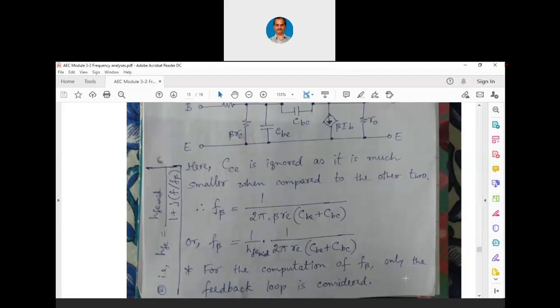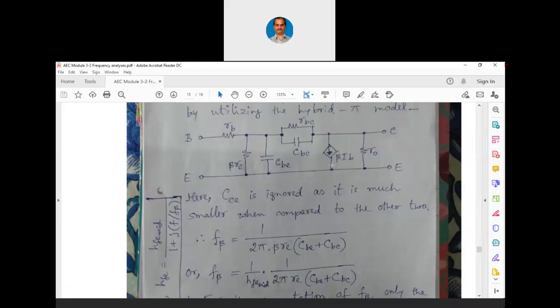For the computation of F beta, only the feedback loop is considered. See, this is the feedback loop. Let me annotate. This is going to be the feedback loop, right? The output signal is coming back to the input by means of the CBC. I had already shown you earlier that two signals 180 degrees out of phase are going to cancel out the input signal itself. So that way, this is the feedback loop now.